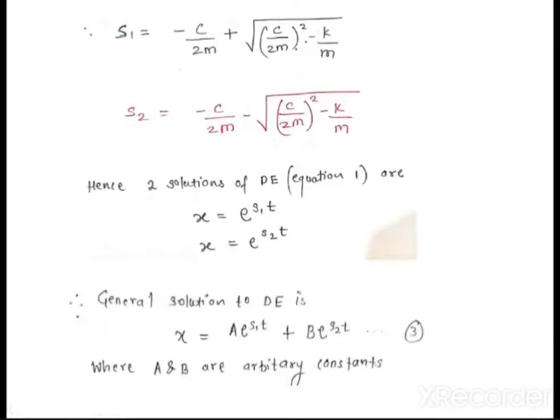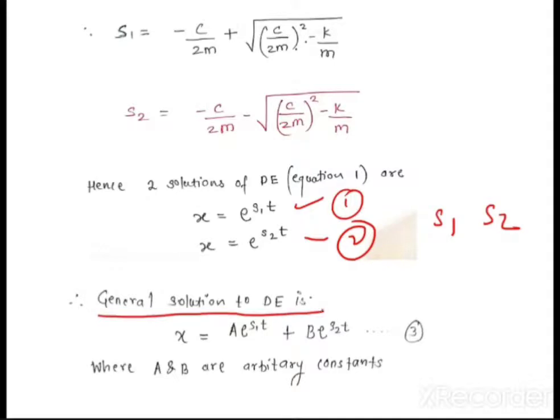Now the general solution. What is the general solution? Finally, I have got two solutions, solution number 1 and solution number 2, because I have two roots, S1 and S2. So now finally I will get a general or complete solution. The general solution is x is equal to a into e raised to S1 t plus b into e raised to S2 t.